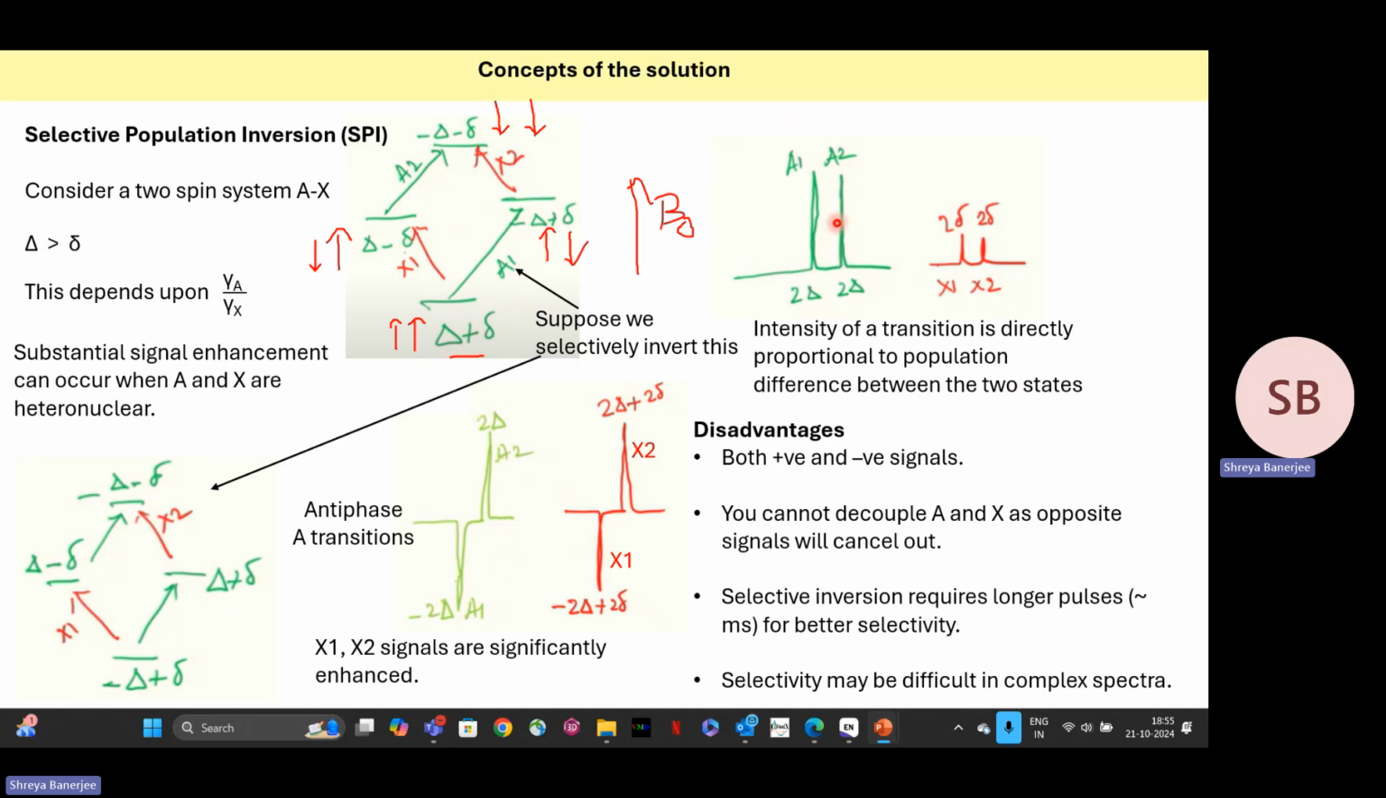So here they were both in phase, same direction. These are now in opposite phase, anti-phase. But the advantage is that the X1, X2 signals, which were weak, have now significantly increased in intensity. So that is the advantage of selective population inversion. It helps in increasing the intensity of the weak signal. But there is a disadvantage also. The disadvantage is that the signals have become anti-phase. We need the signals of the NMR spectra to be in the same phase, but they have become in opposite phase. So this is the disadvantage of selective population inversion.